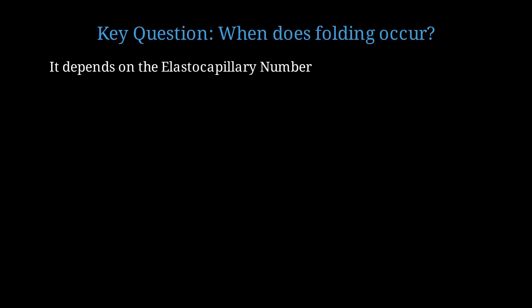Here's an important question. Under what conditions will the membrane actually fold? When will it remain flat? The answer depends on a dimensionless number called the elasto-capillary number, which compares the relative strength of elastic forces to capillary forces. The elasto-capillary number is defined as B divided by gamma times L squared. B is the bending stiffness, gamma is surface tension, and L is a characteristic length scale like the droplet radius.